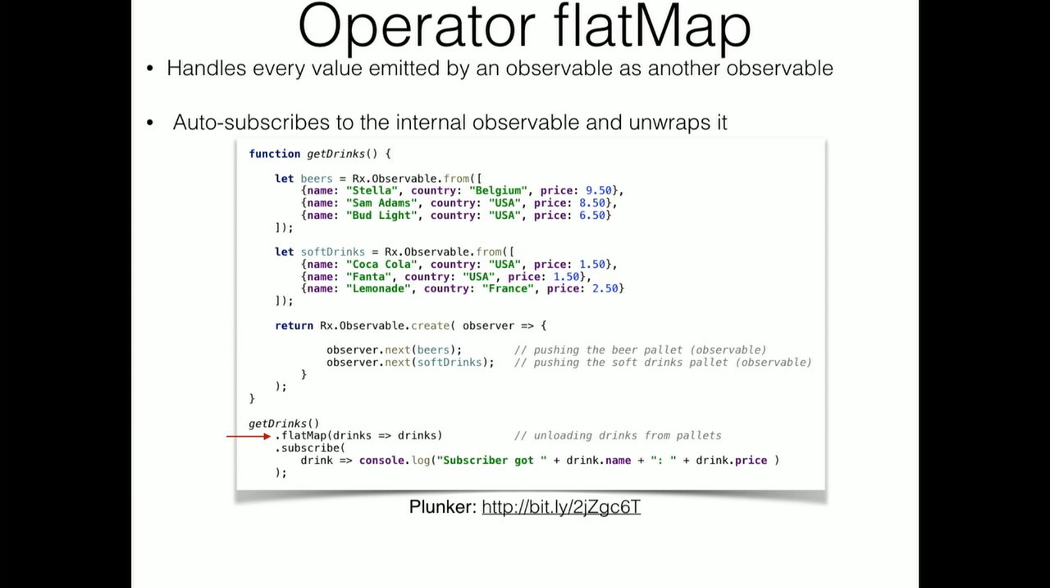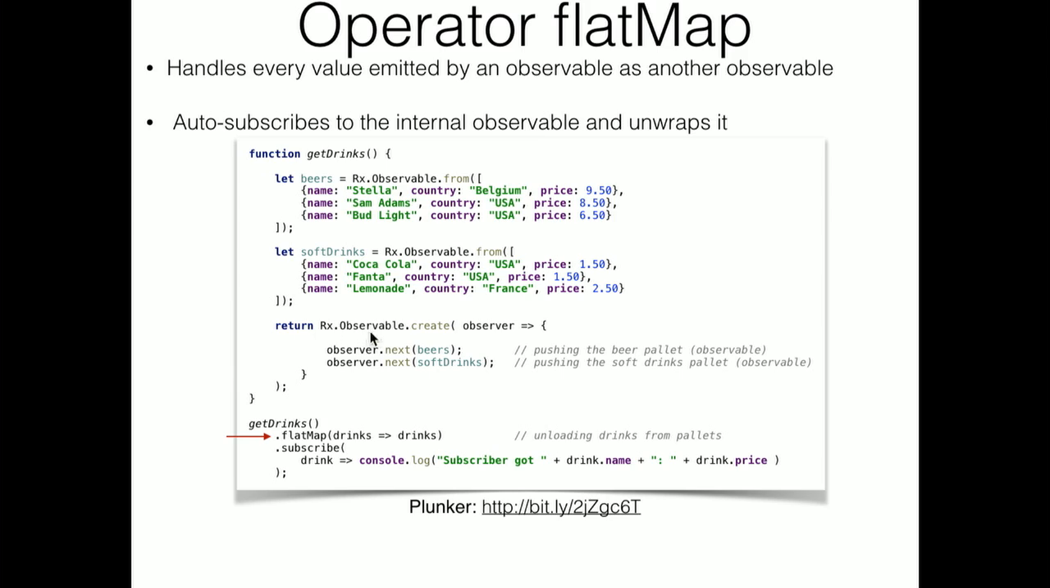I'll show you an example. Again, it's JavaScript in this case. Say we have one observable beers and the other observable soft drinks. These two are different arrays. And I want to push to the subscriber first beers as one item, which internally has 3 beers, right? And second, I want to push soft drinks. So what do we get?